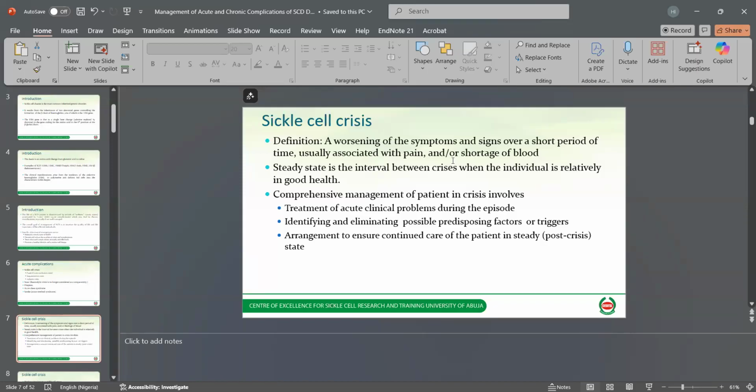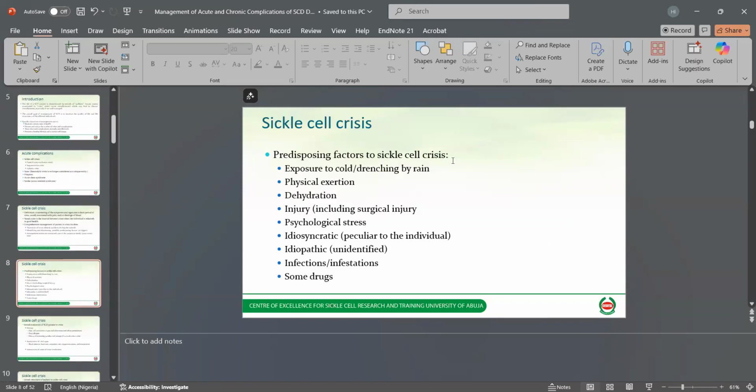It's important to emphasize to them and to make arrangements. If they are not close to where they are treated, let them find a place closer to them to be attending a follow-up clinic on a regular basis so that they can be monitored and cared for in order to prevent or reduce the frequency of their crises.